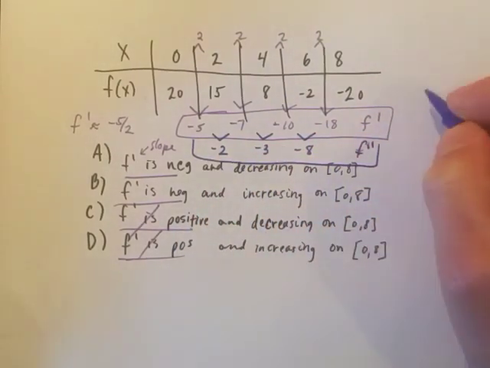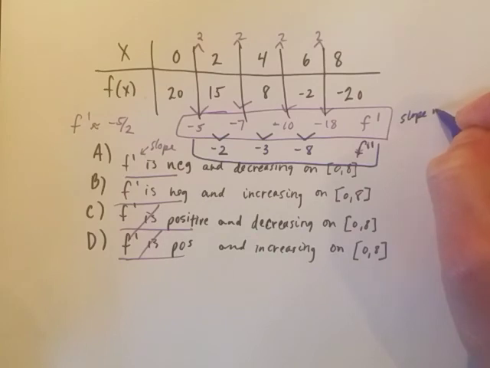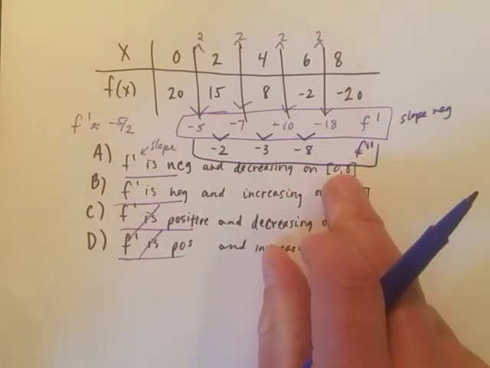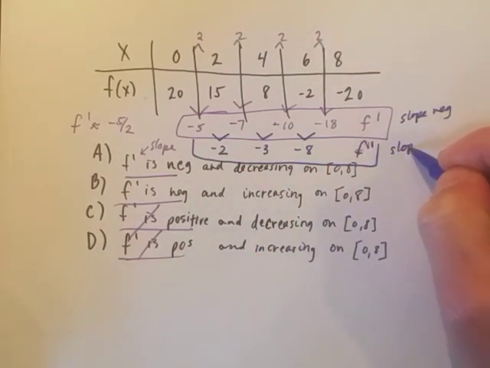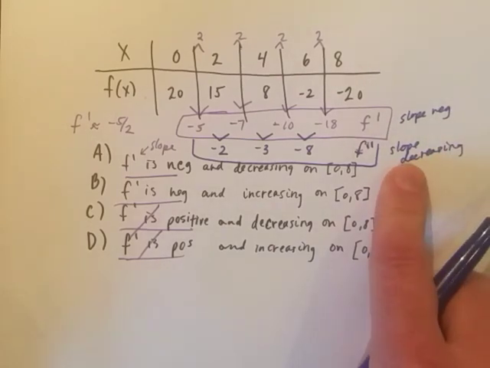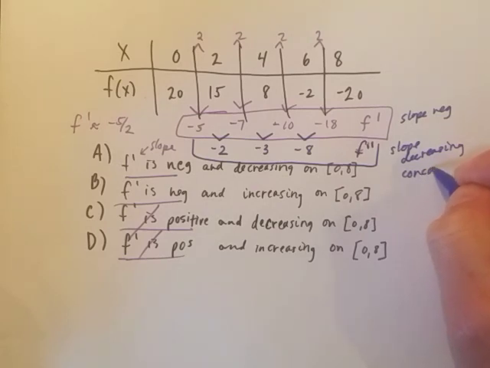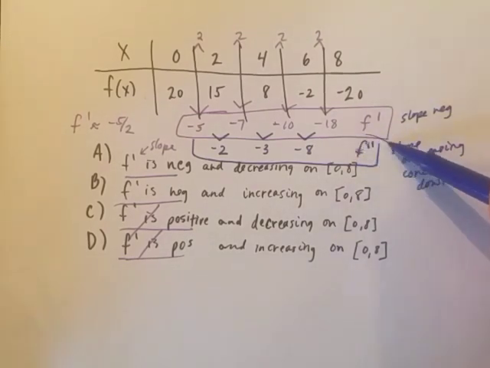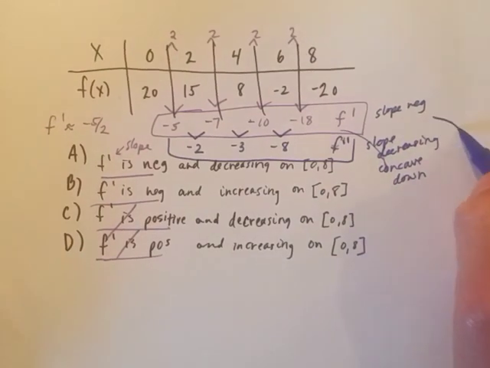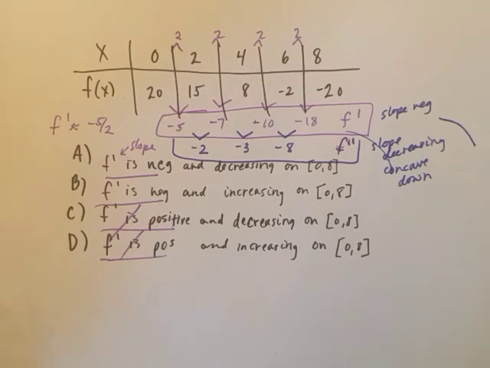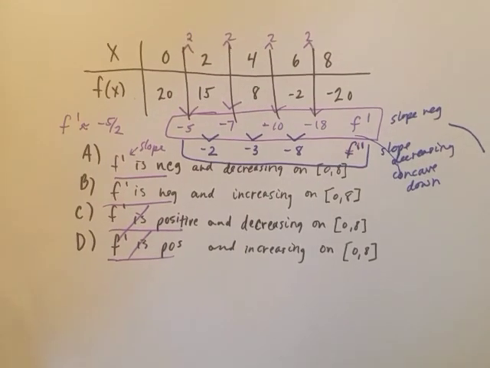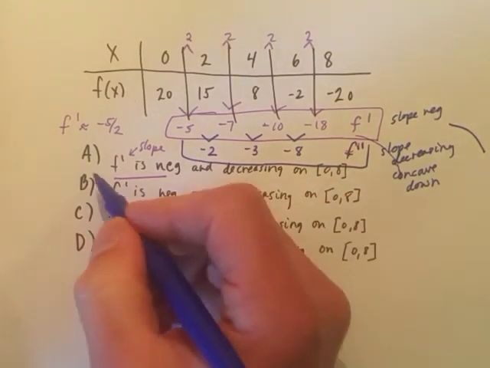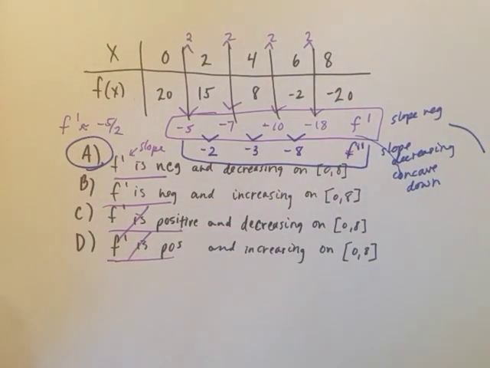So if we think about it, not only is the slope negative, what's happening to that slope? The slope is decreasing. Okay, which also tells me concave down. Right, so there's our curve. It's going to be a negative slope and it's going to be concave down. It might look something like that. Okay, concave down, decreasing line. So that tells us that we're going to have A. I hope that helps.